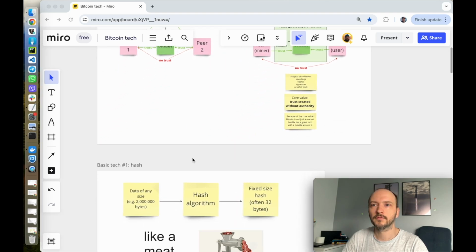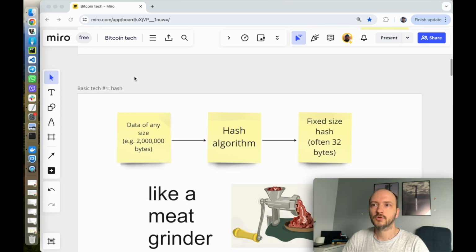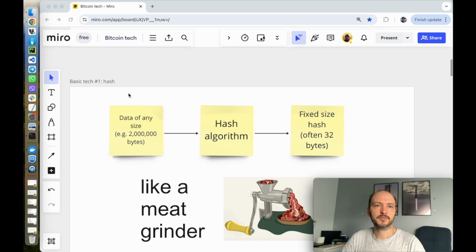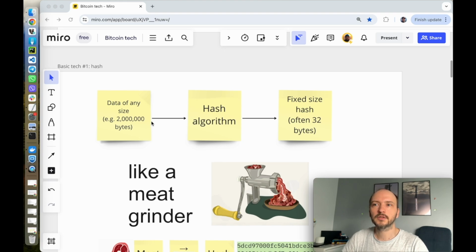Okay, so let's move forward. That's a piece about the core value. Next one is about one of the underlying technologies, which is hash. If you already know how hash works, you can just skip this block and go to the next one. But if you don't know, I will explain what it looks like. So basically it looks like this.